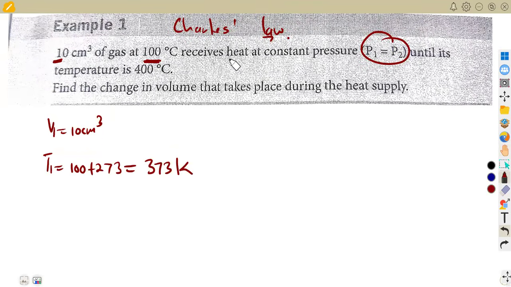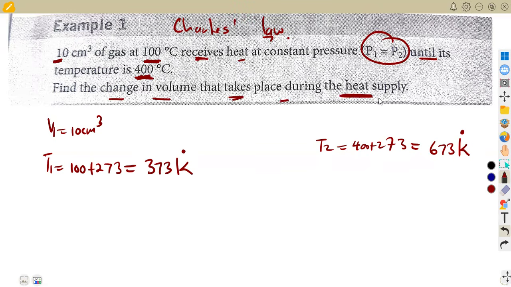Then what else? So they say it receives heat at a constant pressure, which is what we mentioned before, until its temperature is, that is the second one, 400. So if we add 273 to convert to Kelvin, that will be 673 Kelvin. Remember, I said our temperature must be in what? In Kelvins. So the question was, find the change in volume that takes place during the heat supply. The change in volume simply means the final minus the initial.